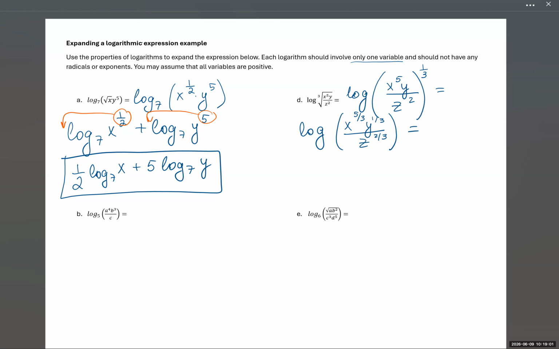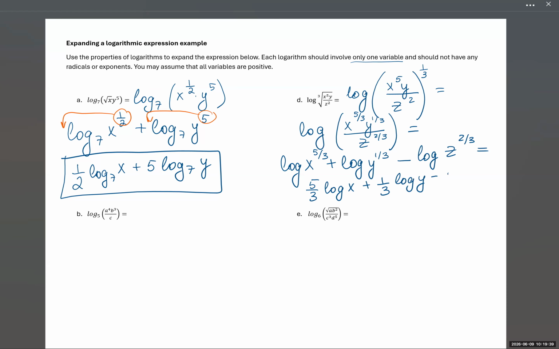Now, three variables inside the log. That means our answer is going to have three different logarithms. Here's the first one, log base 10 of x to the 5/3 power plus log base 10 of y to the 1/3 power. Now minus, because z is in the denominator, minus log base 10 of z to the 2/3 power. And then the last step would be to put the exponents to the front of the log. So 5/3 times log of x plus 1/3 times log of y minus 2/3 times log of z.